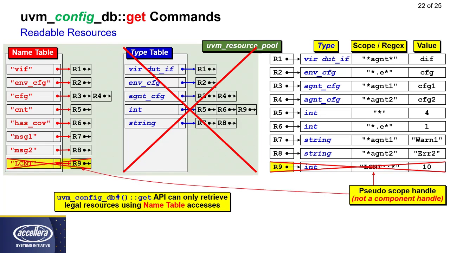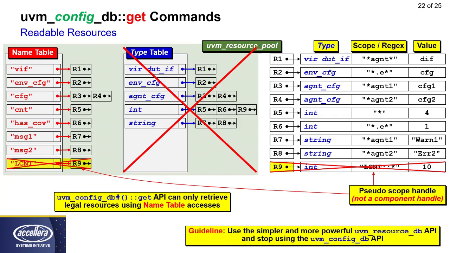As noted, even though there might be a pseudoscope entry in the name table, the UVM config DB get command cannot access it. Guideline: use the simpler and more powerful UVM resource DB API and quit using the UVM config DB API.